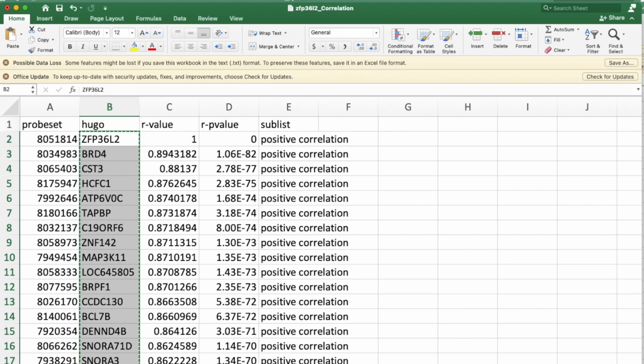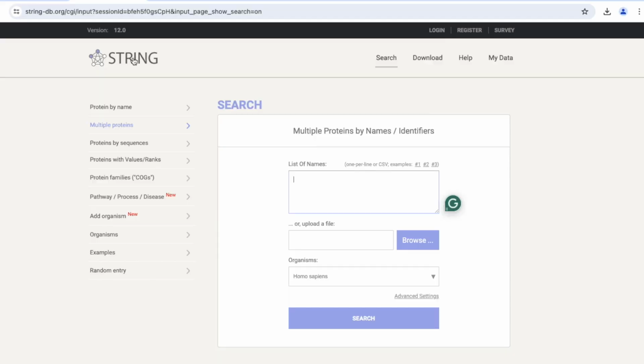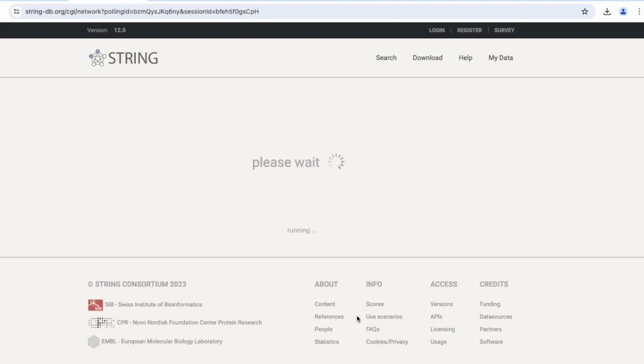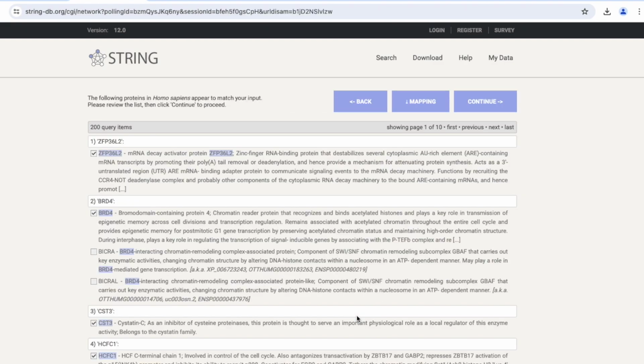Now let's go back to STRING. Again, multiple proteins. Since you've used this before, the Homo sapiens should already be there. But let's paste in our gene list. Hit search. Recognizing stuff. And then hit continue.